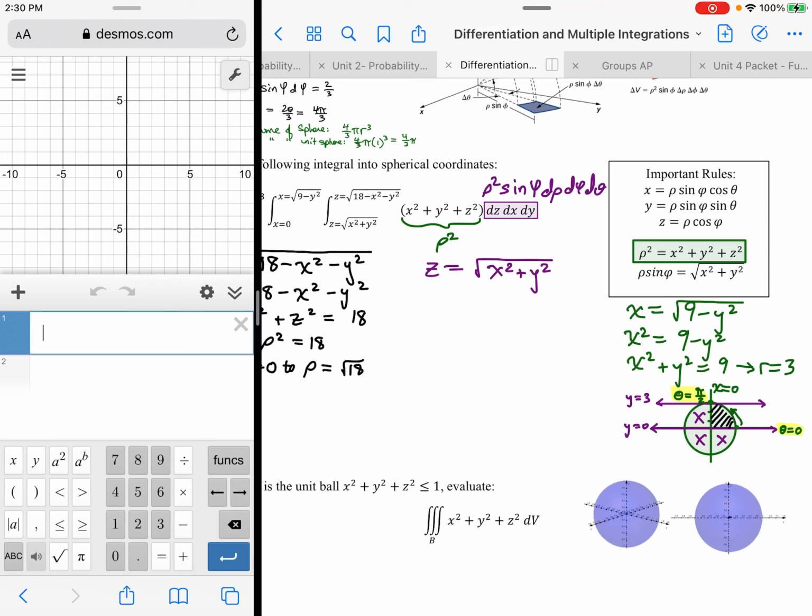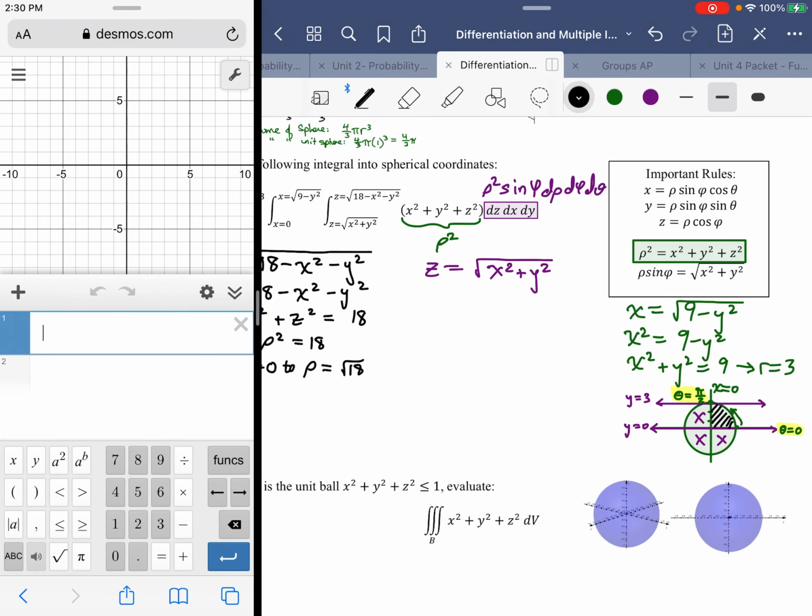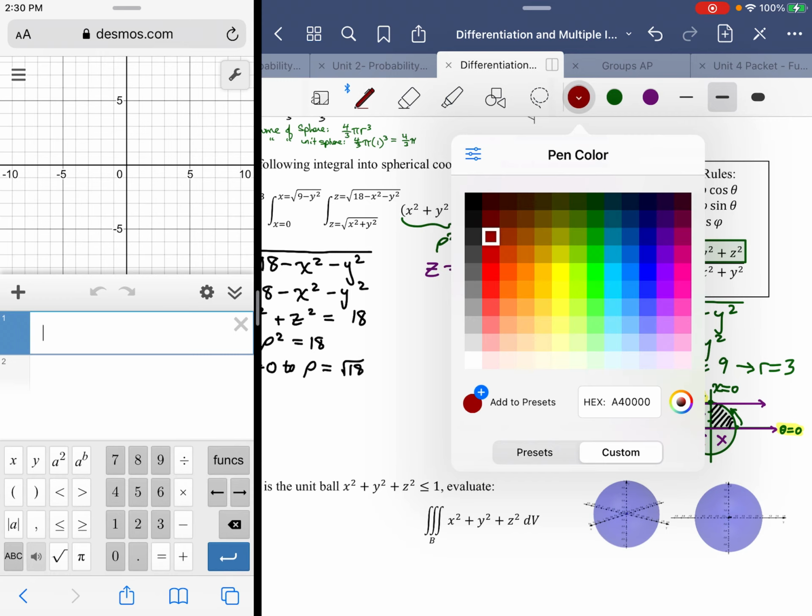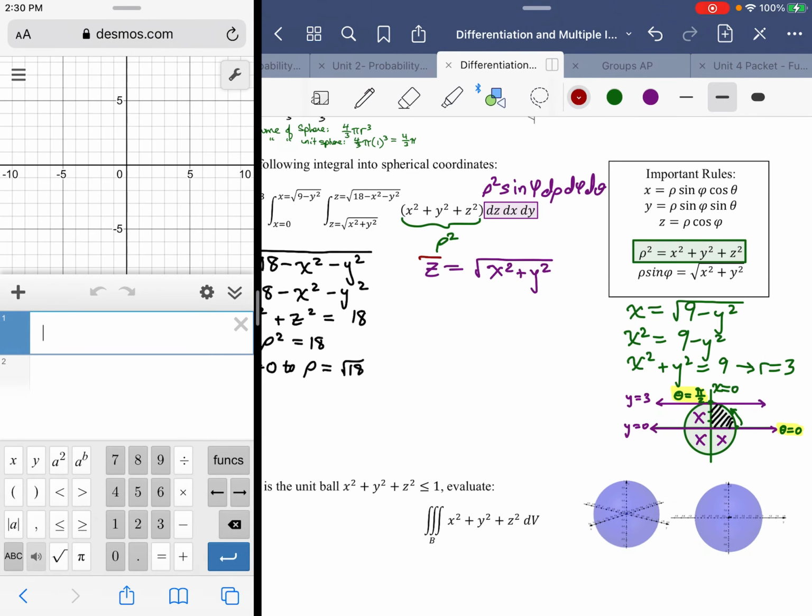Anyway, so now the elephant in the room, the z equals the square root of x squared plus y squared. Well, we have a relationship for z. Let me get red involved here. Here's my z. Z is equivalent to rho cosine phi. And we also have a relationship, I'm going to go orange, for those keeping score at home, for the square root of x squared plus y squared. That's this guy over here. I'm just going to box the whole thing. Square root of x squared plus y squared is equivalent to rho sine of phi.